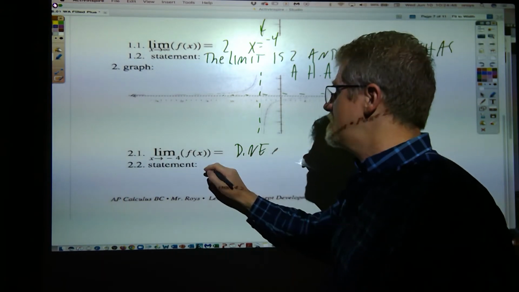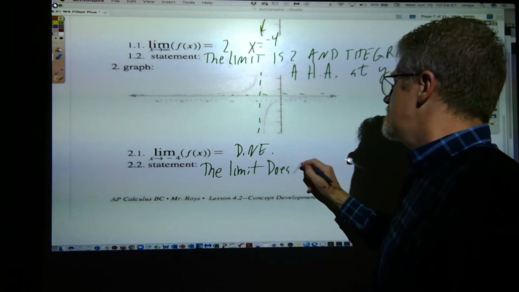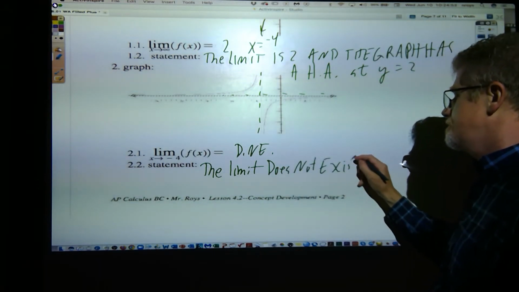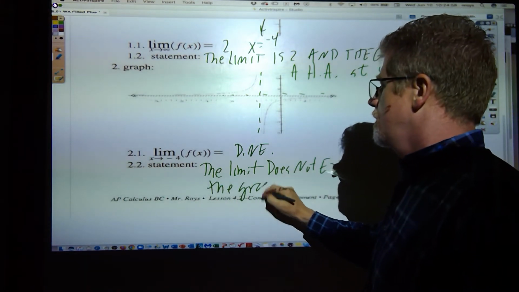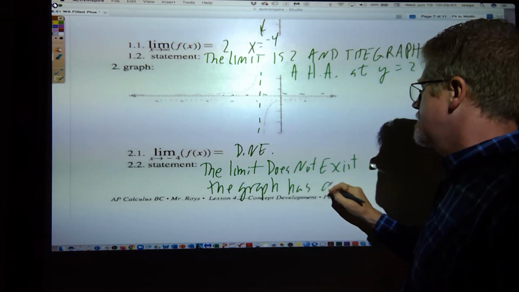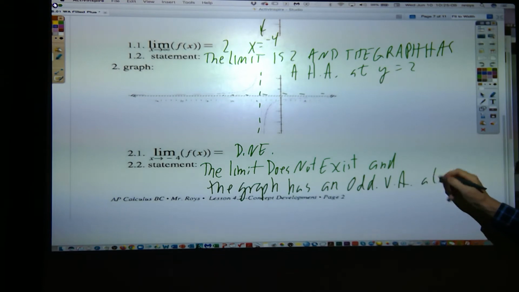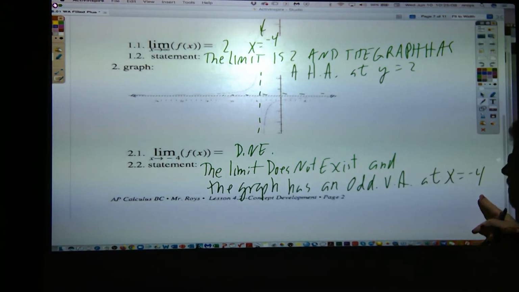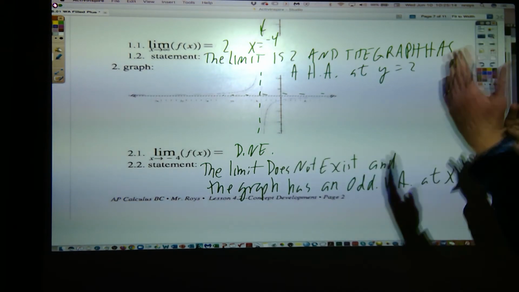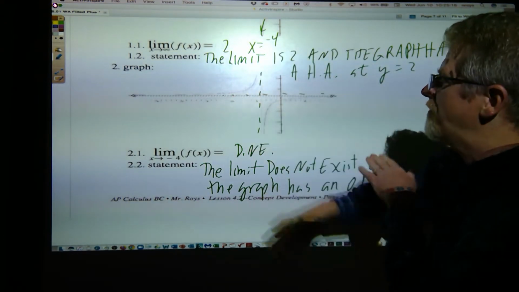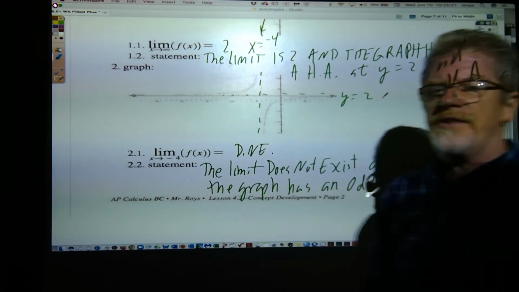The connection statement is the limit does not exist, and the graph has an odd VA, vertical asymptote, at x equals -4. So the limit as x approaches -4 does not exist. There's a connection between this limit and some feature of the graph. This time it's not the horizontal asymptote at y equals 2. This time the connection is with the odd vertical asymptotes.